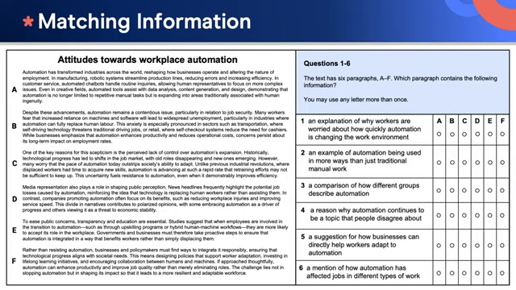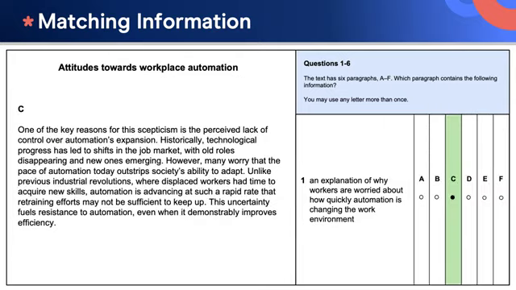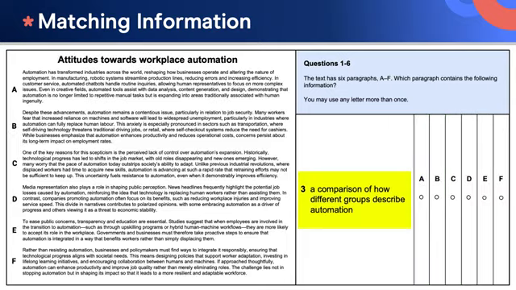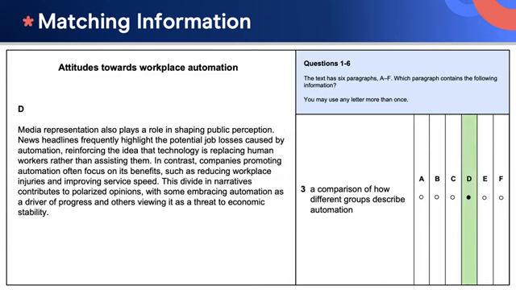Notice how each question tells you what kind of information to look for. Question 1 was an explanation. Question 2 was an example. And now question 3 asks for a comparison of how different groups describe automation. So we're looking for somewhere that mentions one group being compared against another group. We need to find a paragraph that compares at least two groups. So the correct answer for this question is paragraph D.